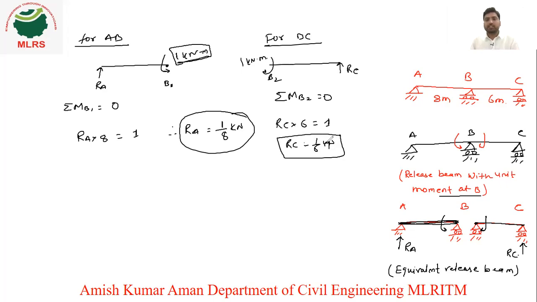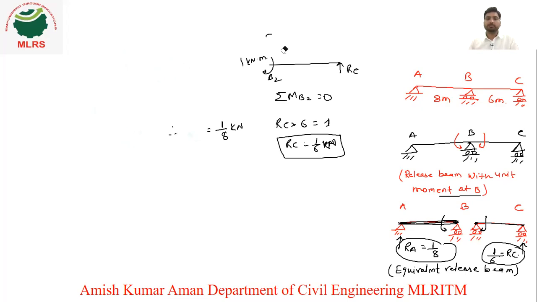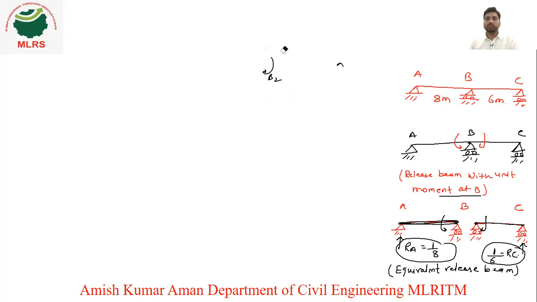So we have calculated this RA and RC. RA is 1 by 8, and RC is 1 by 6, right? So we have calculated these reactions. Now, by using this, we can draw the conjugate beam. So let's draw the diagram of the conjugate beam.